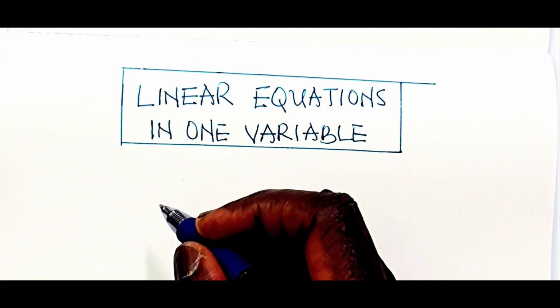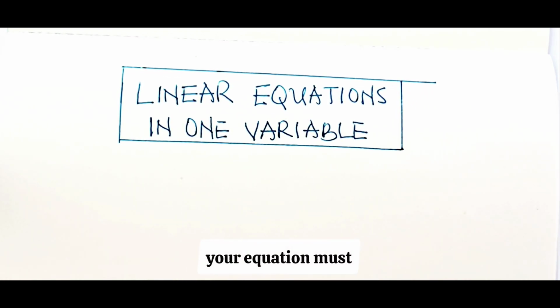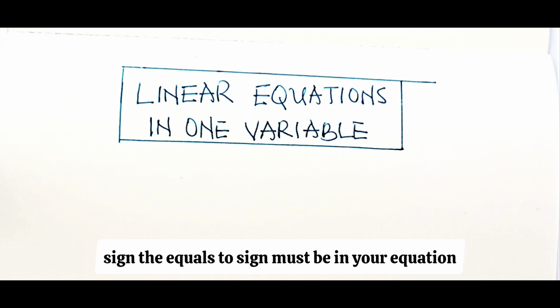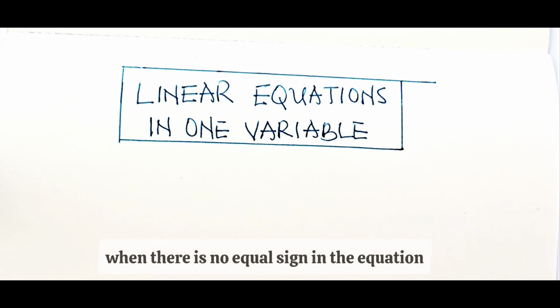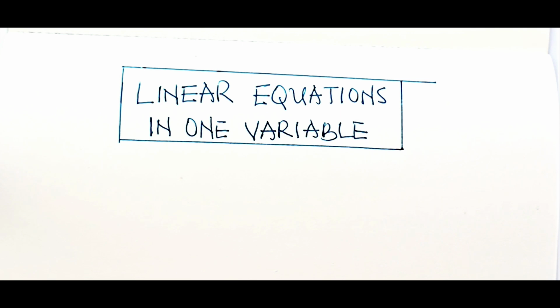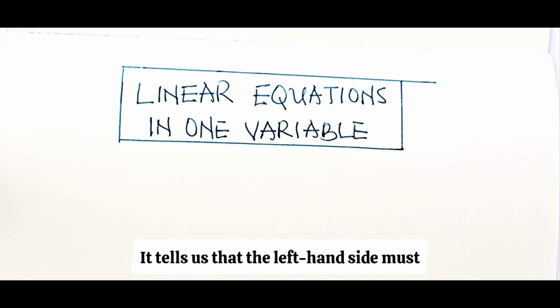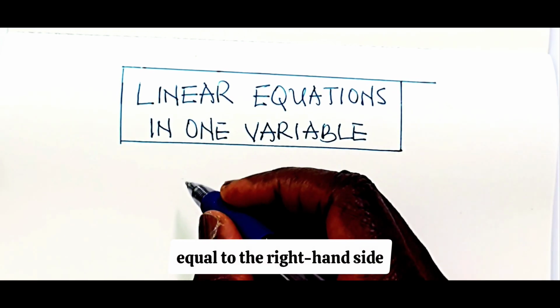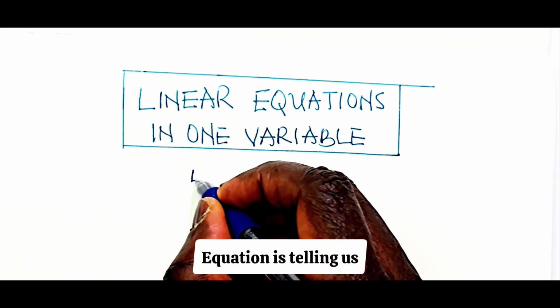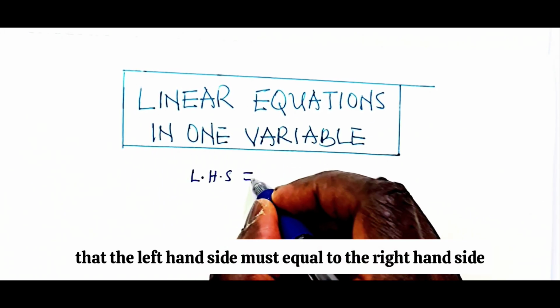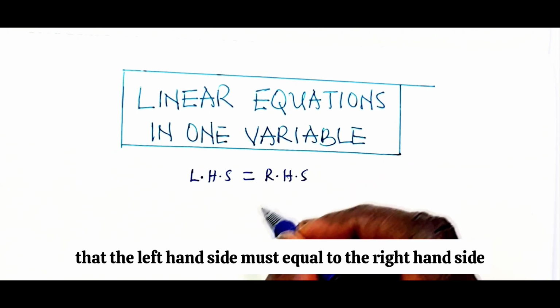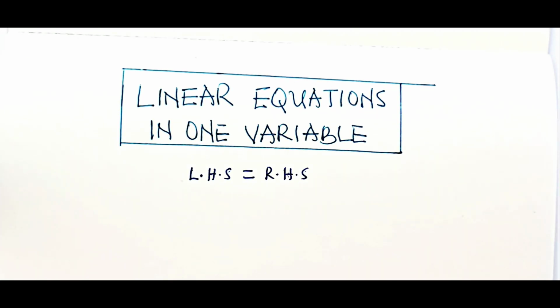If I have an equation, your equation must have this equals sign. The equals sign must be in your equation. When there is no equal sign in the equation, that is an expression. Therefore, what does an equation tell us? It tells us that the left-hand side must equal the right-hand side. That is one thing to have.